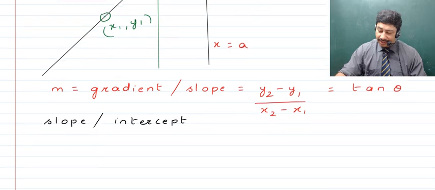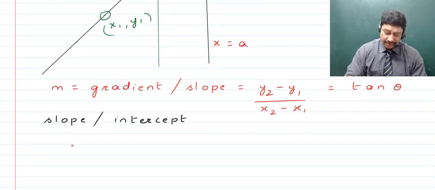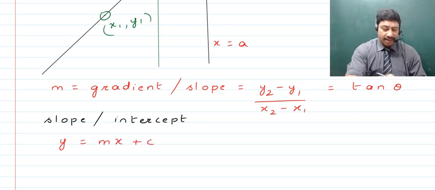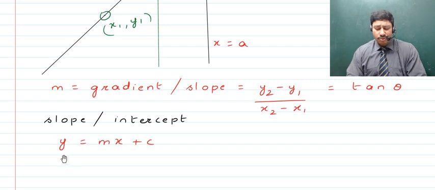Now this is y is equal to mx plus c. Now let me quickly explain to you what all these variables are. Y and x are actually the infinite xy coordinates which are possible on the line.